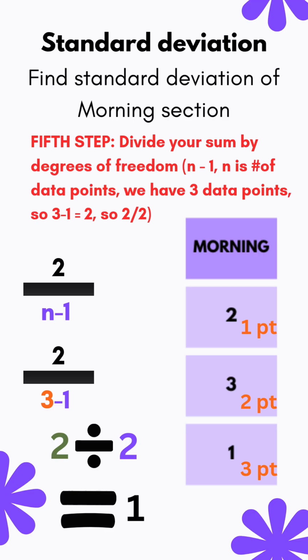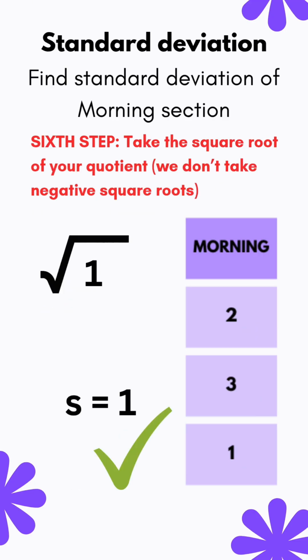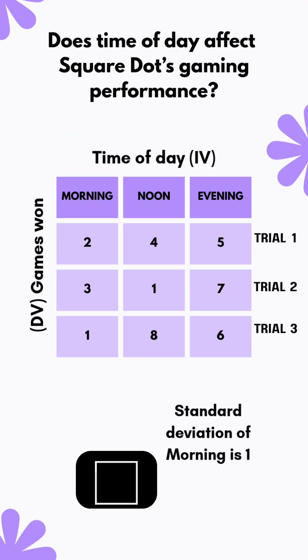Now for the last step. You're going to take the square root of the number you get in step 5. So remember, it's the positive square root. So the square root of 1 is 1 when we're taking the positive square root. And there you have it. The standard deviation of the morning section in our experiment is 1.